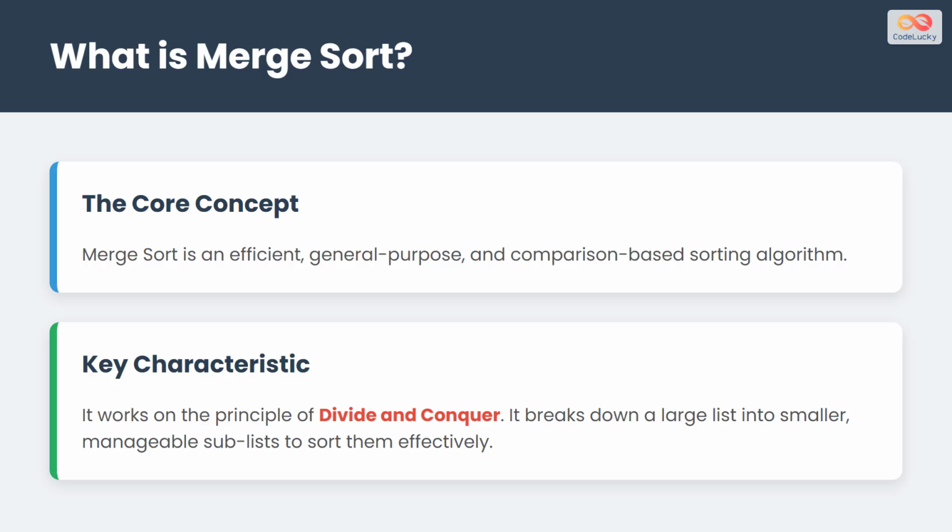So, what exactly is merge sort? Simply put, it is an efficient, general-purpose sorting algorithm. It doesn't matter if your data is perfectly random or nearly sorted. Merge sort handles it with consistent speed. The key thing to remember is that it uses a strategy called divide and conquer. This means it solves a big problem by breaking it down into smaller, easier pieces.